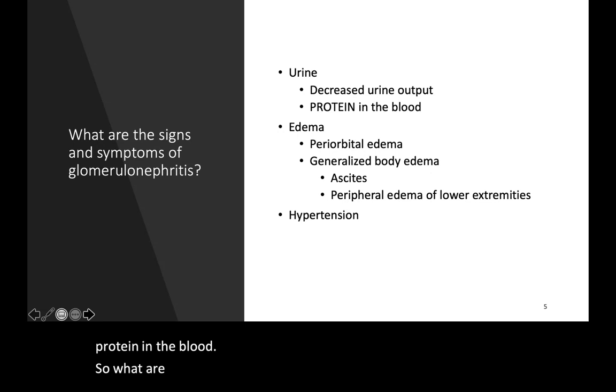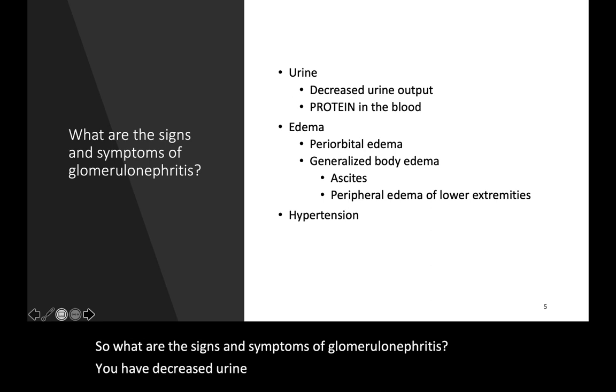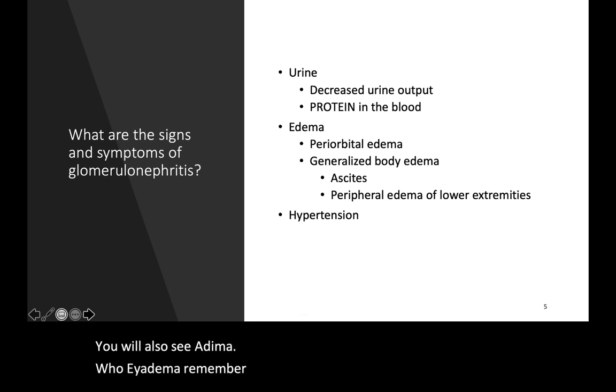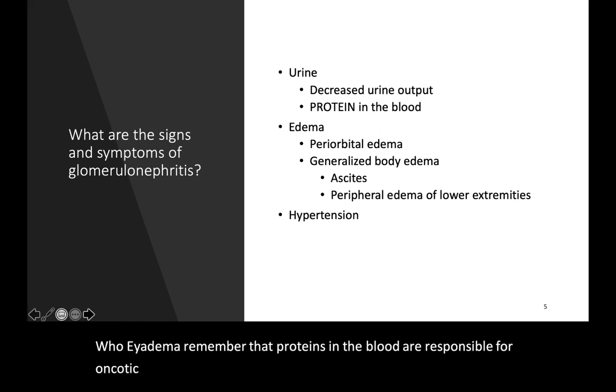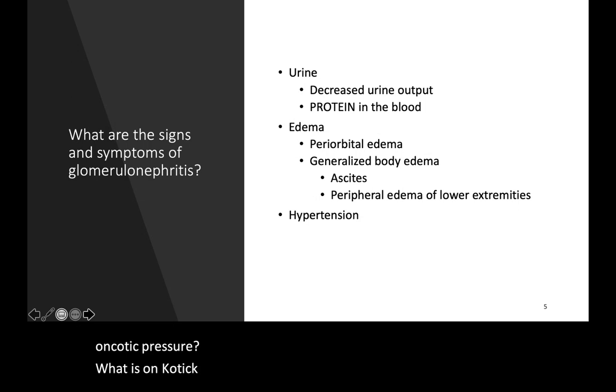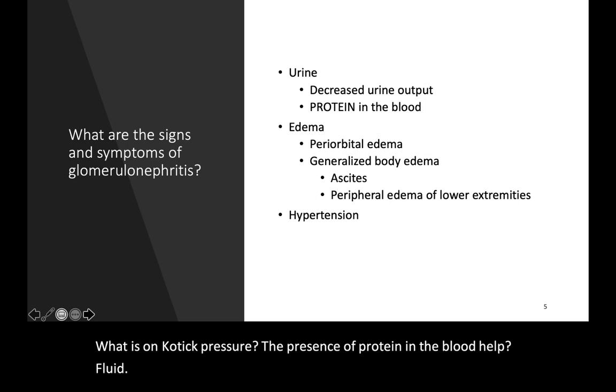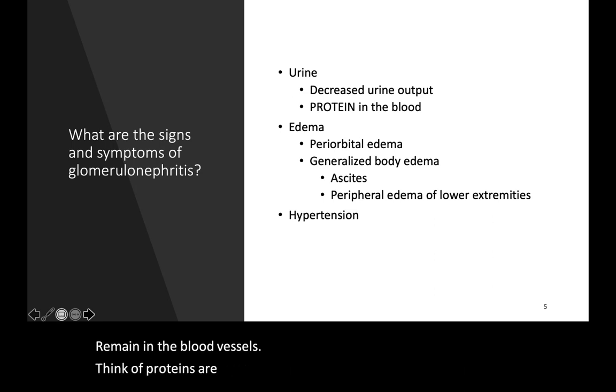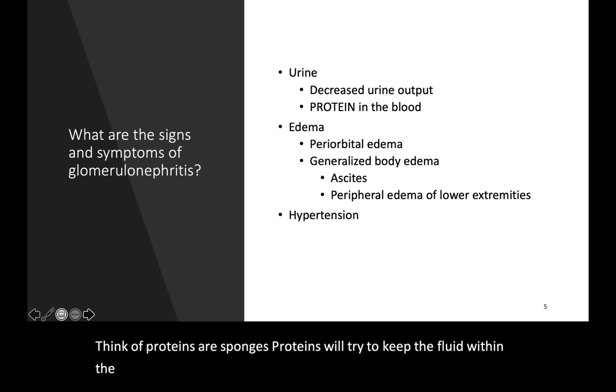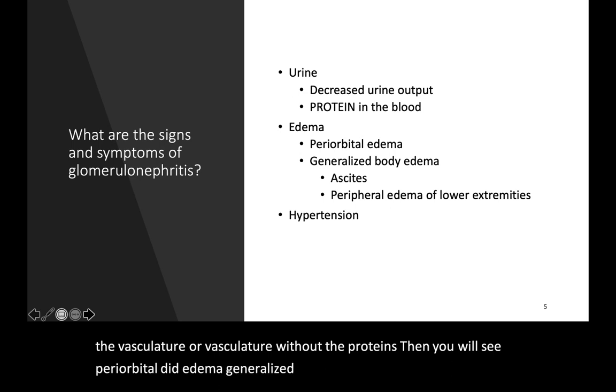So what are the signs and symptoms of glomerulonephritis? You have decreased urine output and protein in the urine. You will also see edema. Why edema? Remember that proteins in the blood are responsible for oncotic pressure. What is oncotic pressure? The presence of protein in the blood helps fluid remain in the blood vessels. Think of proteins as sponges. Proteins will try to keep the fluid within the vasculature. Without the proteins, then you will see periorbital edema, generalized edema, ascites, and peripheral edema.